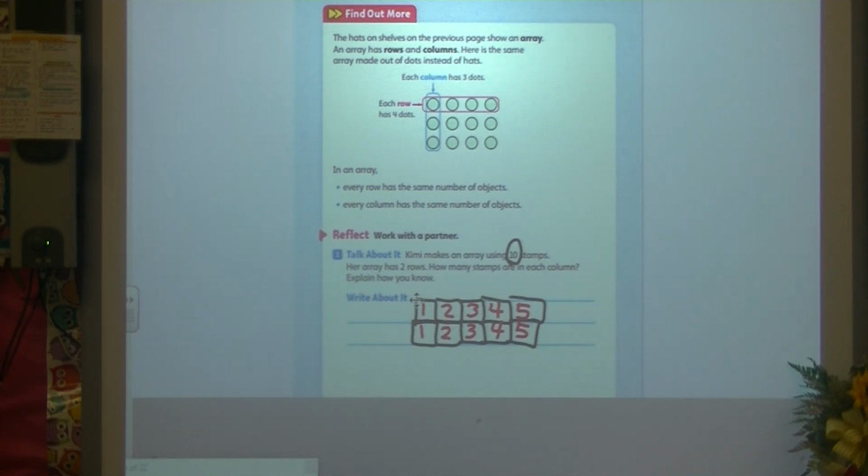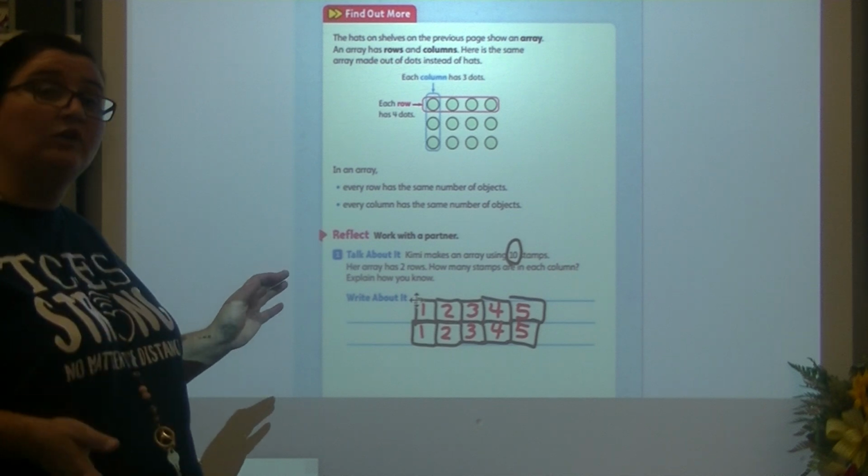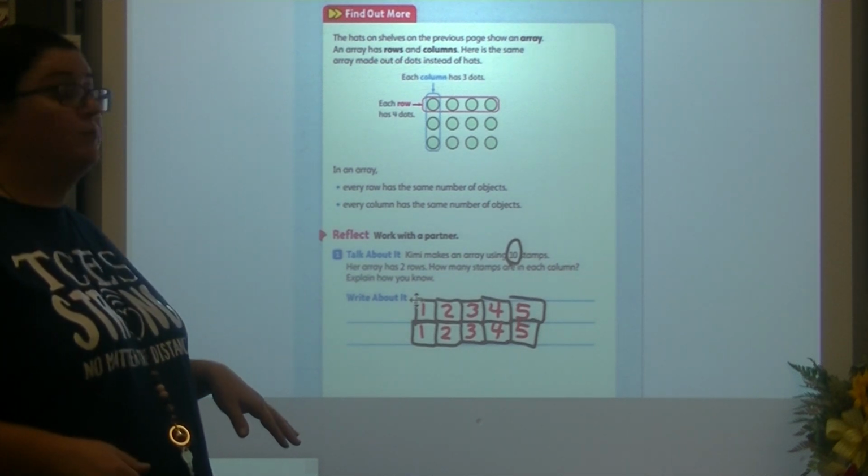Okay, we're going to do some practice with arrays. I'm going to do a Loom video, and we will practice some more on arrays on the Loom video, and you'll do some Boom Card practice.